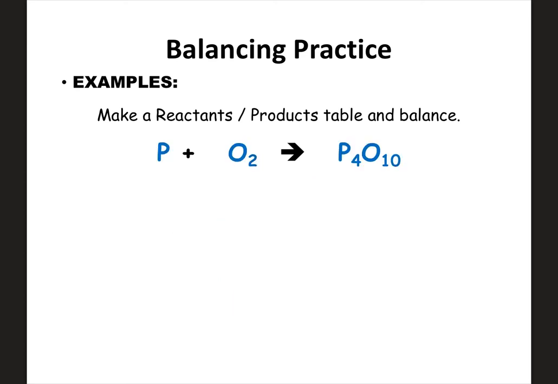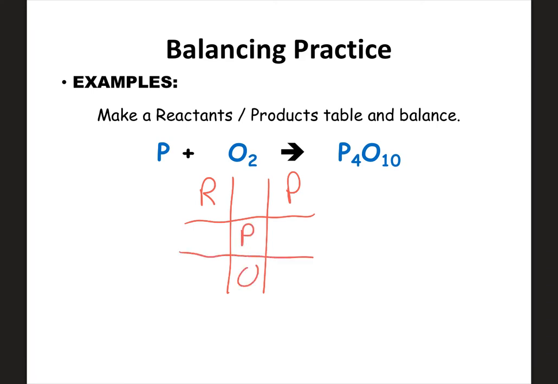Another example here, we're going to try this one. We have P reacting with O2, forming P4O10. All right, so let's go through, do our reactants products table. First element I see left to right moving across my reactants is phosphorus, and then oxygen, and those are the only two elements I have here. So when I count these up, I have 1 phosphorus on the left, I have 2 oxygen, I have 4 phosphorus on the right, and 10 oxygen.